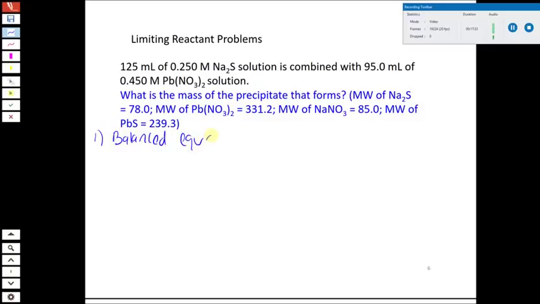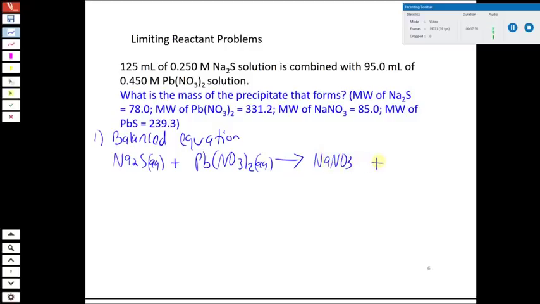So before we start worrying about the numbers, it's important to have a balanced equation in front of us. So we're going to take sodium sulfide as an aqueous solution. Lead nitrate is the other reactant. And we're going to form two products. We're going to take sodium and pair it with nitrate to form the first product. So that's going to be NaNO3. And then we're going to take lead Pb, which is 2 plus in this case, pair it with sulfide, which is 2 minus, and make PbS, lead sulfide.